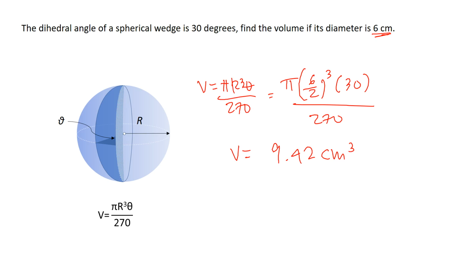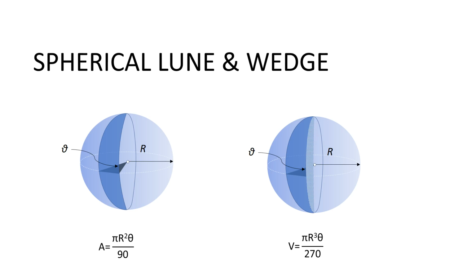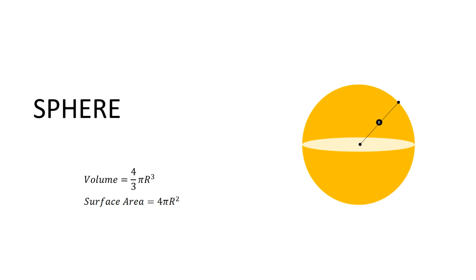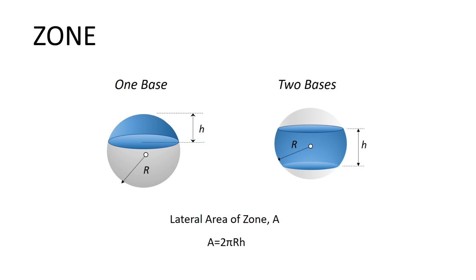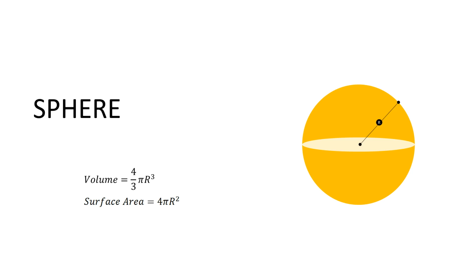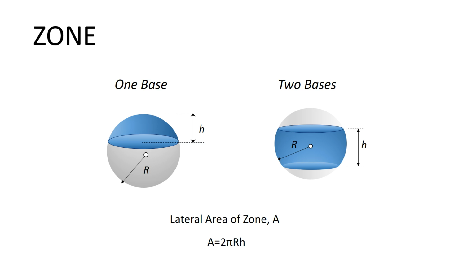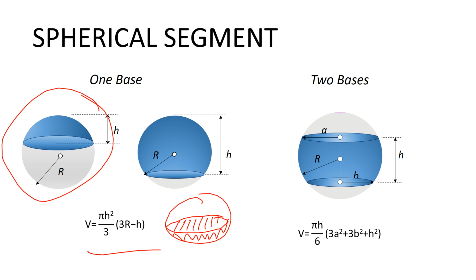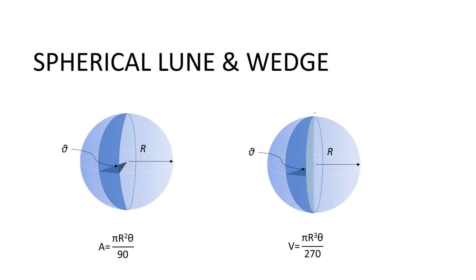So that is the topic of spheres. Again, just memorize the formulas, because spheres is really formula based. And don't get confused by the terms. For a zone, you only find the area. Segment is volume. Lune is area, wedge is volume. Don't get confused by the terms.